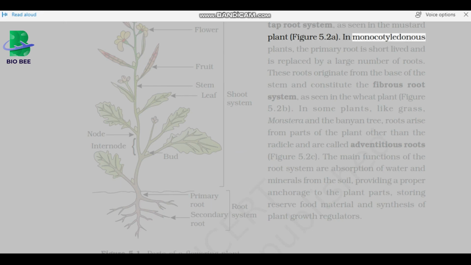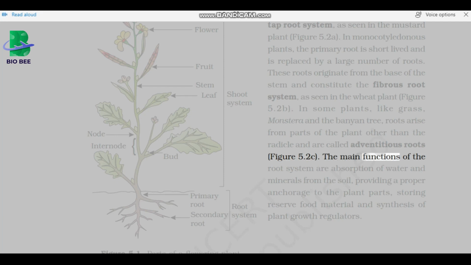In monocotyledonous plants, the primary root is short-lived and is replaced by a large number of roots. These roots originate from the base of the stem and constitute the fibrous root system, as seen in the wheat plant, figure 5.2b. In some plants, like grass, monstera, and the banyan tree, roots arise from parts of the plant other than the radicle and are called adventitious roots, figure 5.2c.